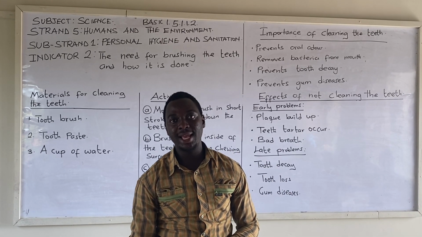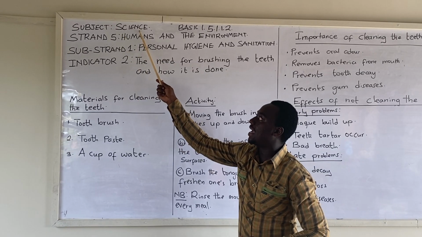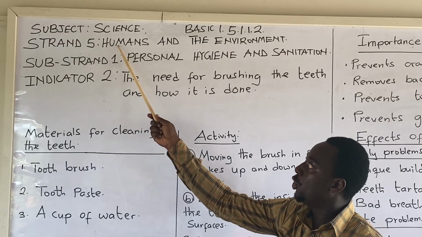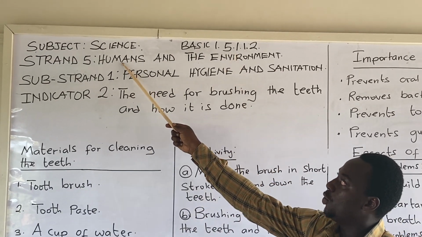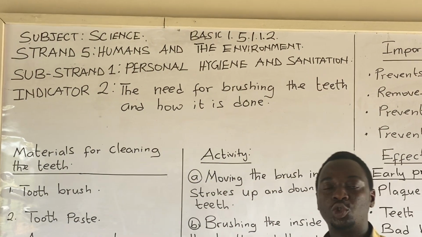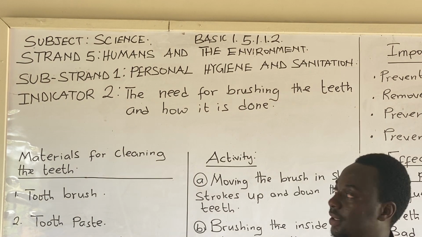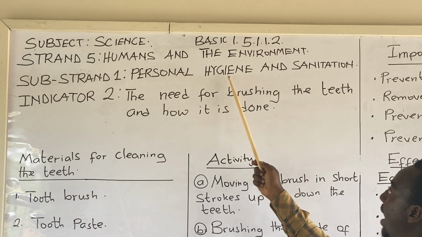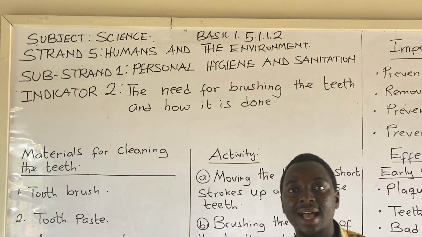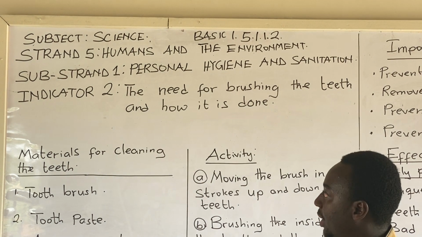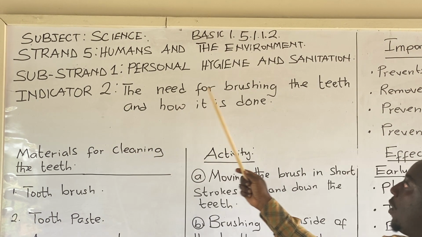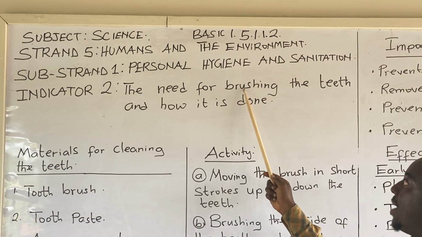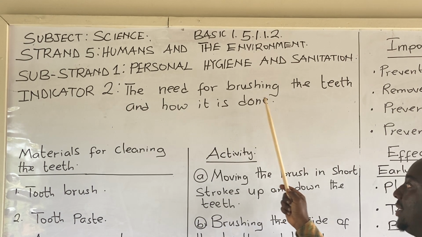Our subject for today is science, and the strand is Strand 5, Humans and the Environment. The substrand is Substrand 1, Personal Hygiene and Sanitation. And the indicator is Indicator 2: the need for brushing the teeth and how it is done.